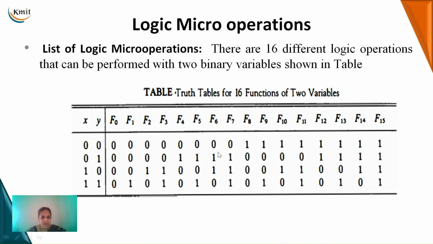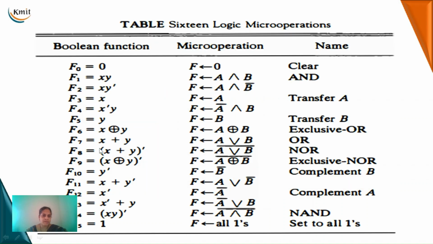So for function F6, since both are zeros, the output is 0. Since Y value is 1, the output is 1. X value is 1, so the output is 1. So both are 1s, the output is 0. So that is F6. Coming to F7, X plus Y.